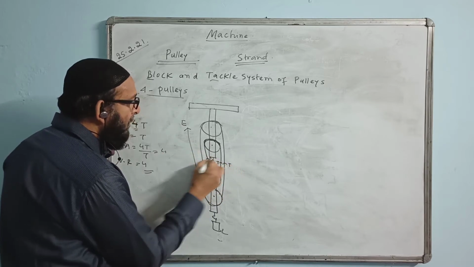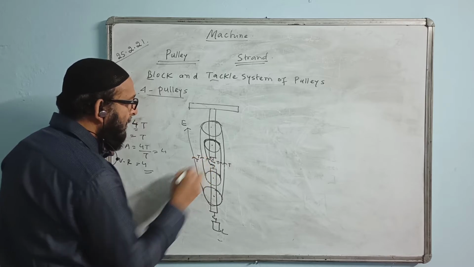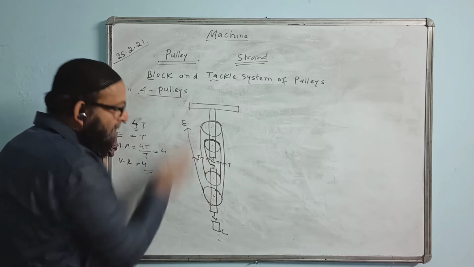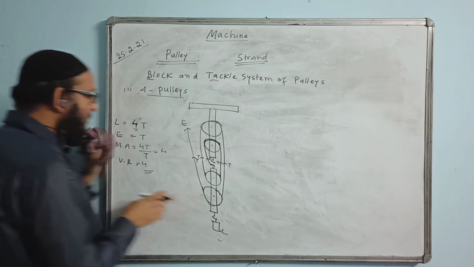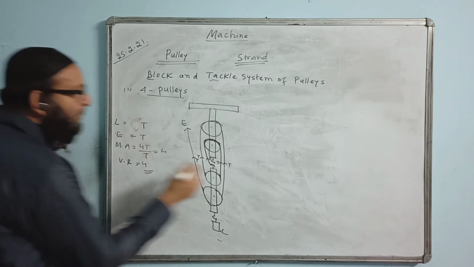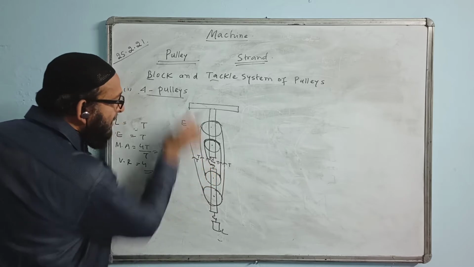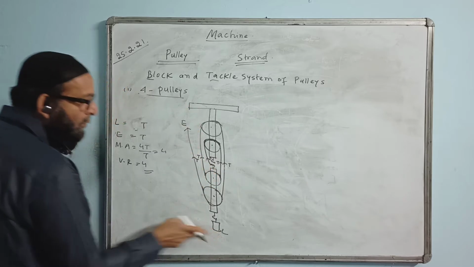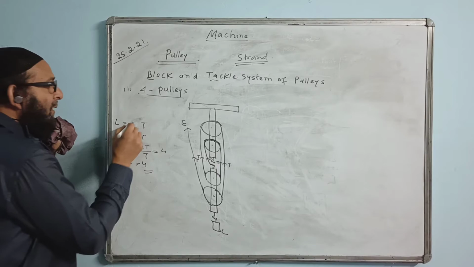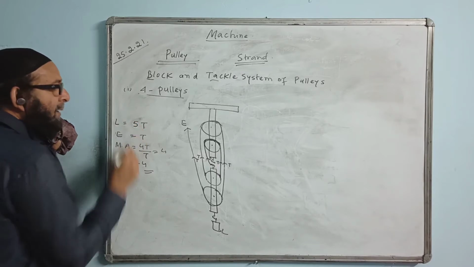T, here also T, here also T, here also T. Effort in the upward direction will be directly lifting the load. So now this time, how many tensions supporting the load? 1, 2, 3, 4, 5. This string in the upward direction will be lifting the load. So we write effort load is equal to 5T.